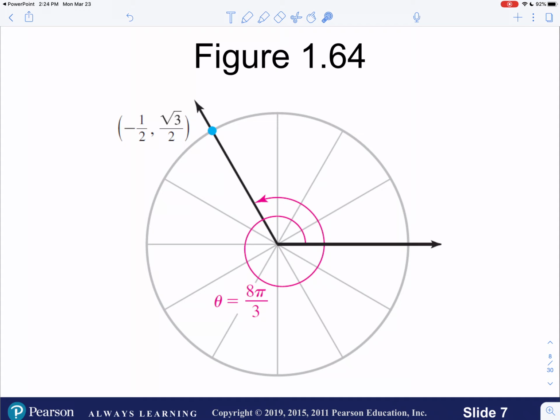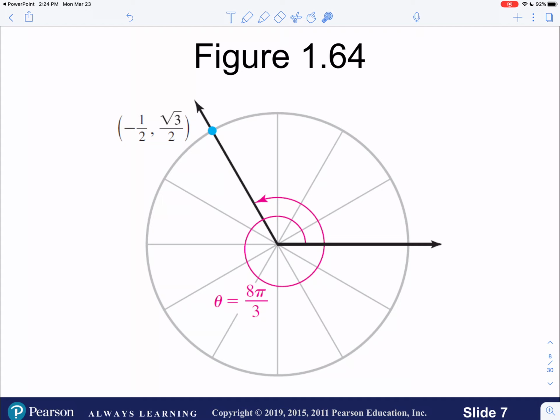So if theta was 8 pi over 3, what is that? That's 2 and 2/3. So 2 pi will put us back at the start, and then 2/3, 2 pi over 3.